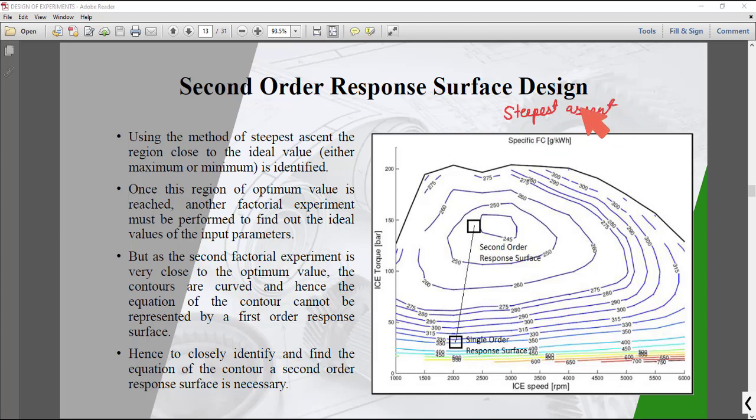How does this method work? We will just go over it very quickly. In this method, we first perform a full factorial experiment at any random point. Okay, this is a random point, and over here we perform a full factorial experiment. Plus, we also take central points while doing the experiment. Now, using this data, we find out the contours, right? We find out the contours.